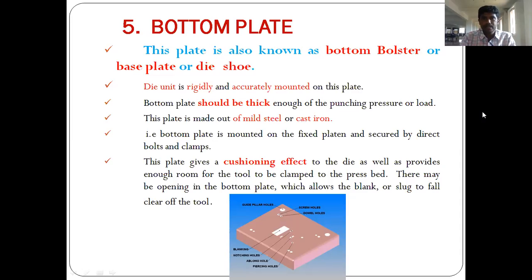Next is the bottom plate. It is also known as bottom bolster, base plate and die shoe. The entire die unit is rigidly and accurately mounted on this plate, and usually these plates are very thick and made of mild steel and cast iron. This gives a cushioning effect and absorbs all the loads and shocks from the machine.